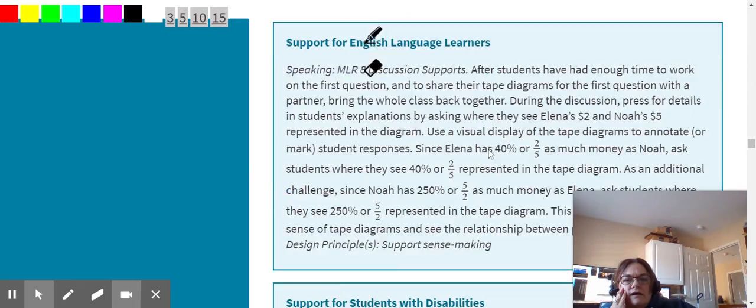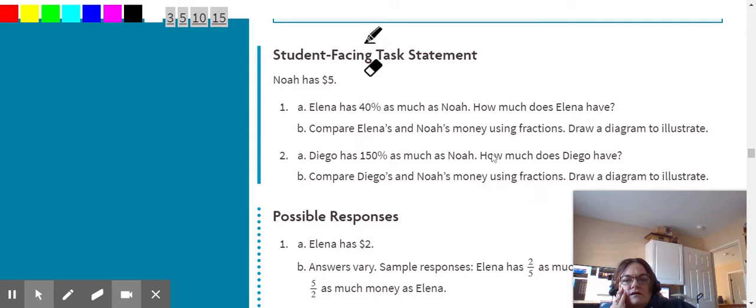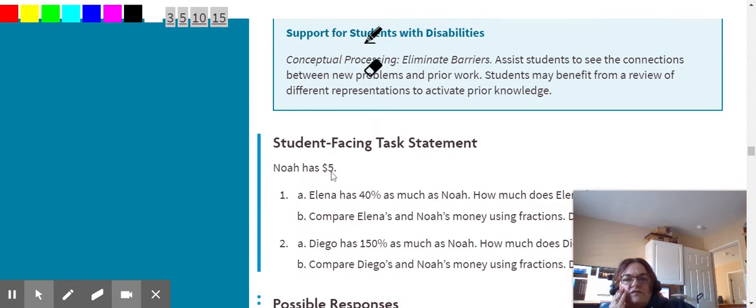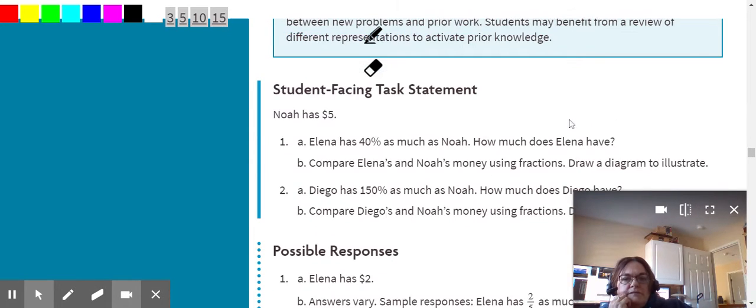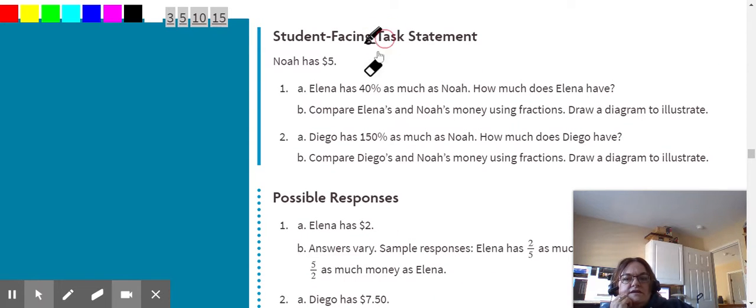Was there another one like that? Yes. In the student-facing task statement on this one, this is kind of applying what they have. I had them, so Elena has 40% as much as Noah. How much does Noah have? Noah has $5. So I made the tape diagram like this and made each box worth $1. So each one has $1, and so 100% is 5.